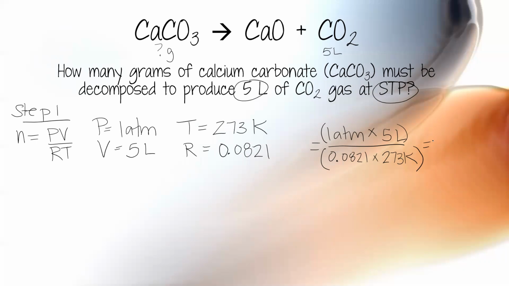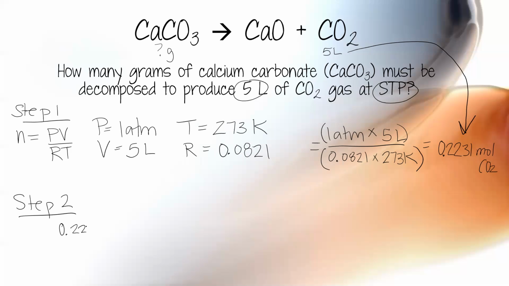Okay, so doing this math, 1 times 5 divided by the entire bottom, I get 0.2231. I'm not going to overround. This is another place some of you are going crazy. I get 0.2231 moles of carbon dioxide. So I just went from liters to moles. That's step 1. Now I have to go moles to grams. So now I'm going to use mole to mass stoichiometry. So 0.2231.